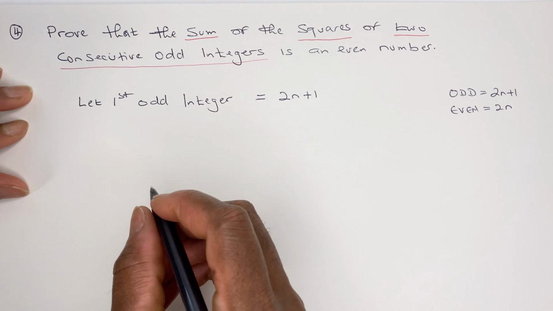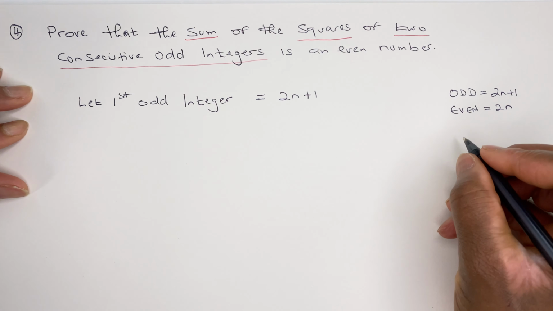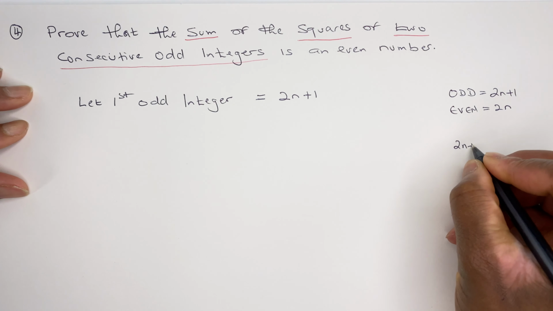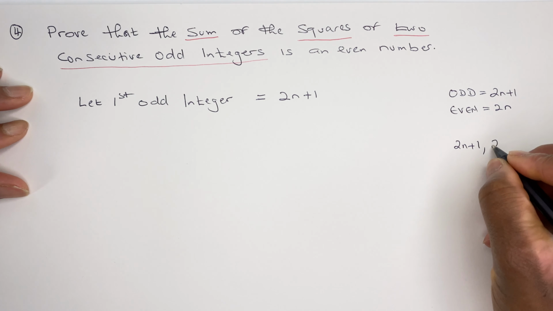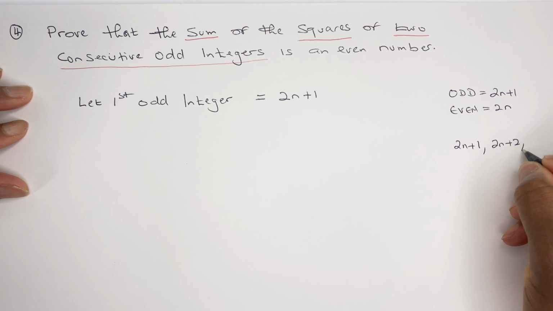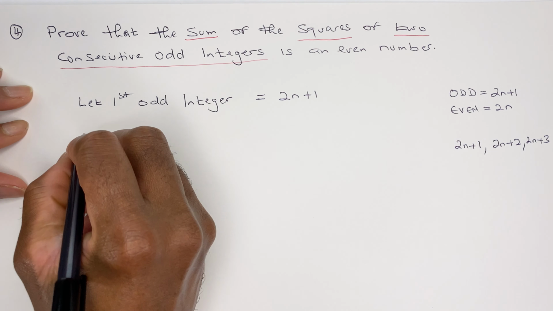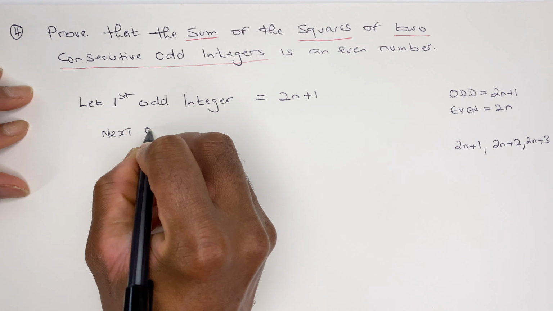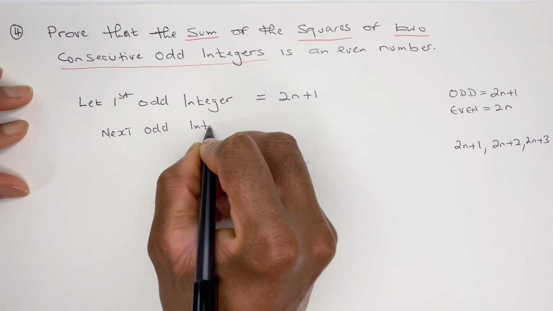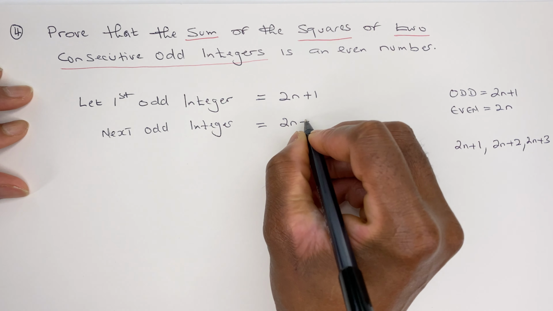The next odd will be, well, we could say if the first odd is 2n plus 1, followed by adding 1 to that, we get the even, 2n plus 2, and then the next odd number will be 2n plus 3. So the next odd integer will be 2n plus 3.